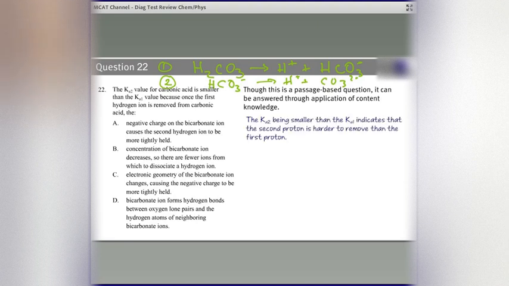It means that second proton is harder to remove. A lower Ka2, remember this is an equilibrium constant. A high equilibrium constant means the reaction wants to go forward. It favors products. A lower equilibrium constant says, nah, not so eager to go forward. So why is the second proton harder to remove?